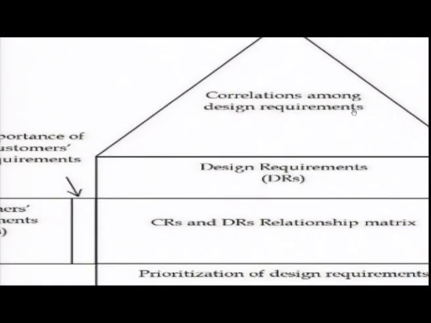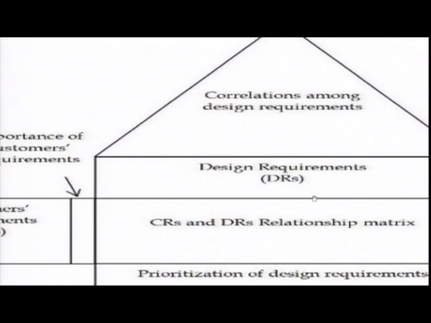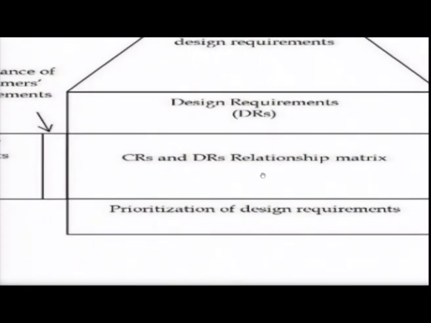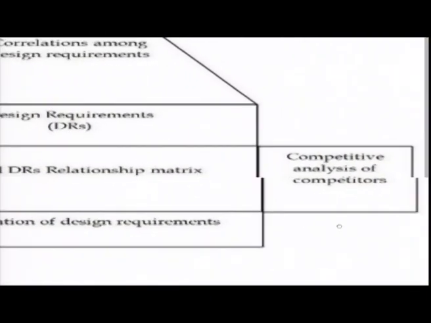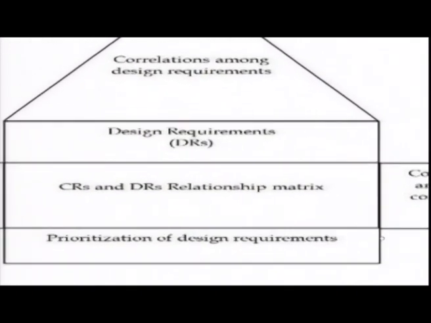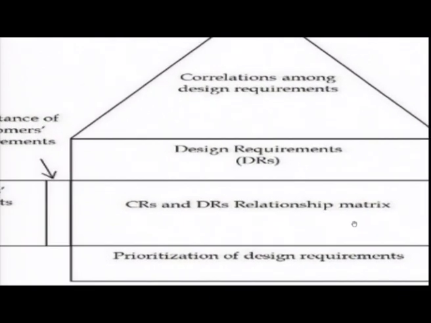Then the correlation among the design requirements, and the customer requirement and design requirement relationship matrix. The customer requirement in short is called CR, and the design requirement in short is called DR. Then the prioritization of the design requirements and the competitive analysis of competitors. So these 7 components are required to determine the house of quality.